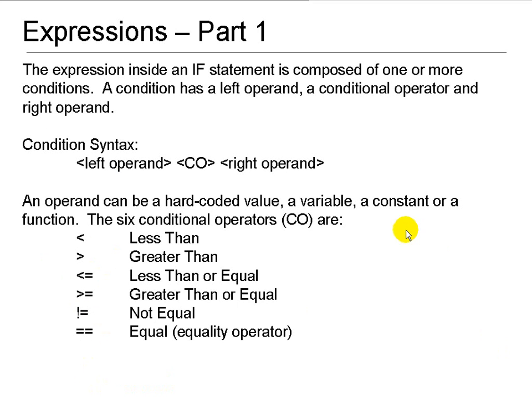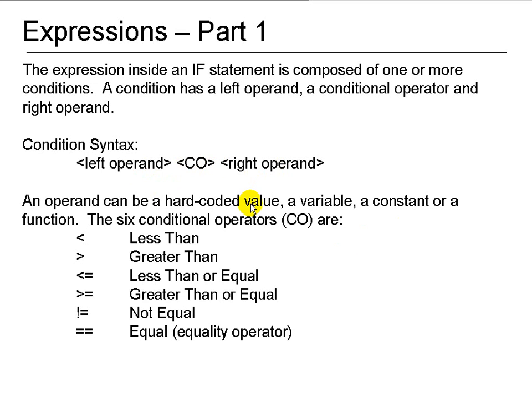The expression inside of an if statement is composed of one or more conditions. A condition has a left operand, a conditional operator, and a right operand. So here you can see the syntax. We got some value or variable on the left and some value or variable on the right, and in the middle we have a conditional operator.